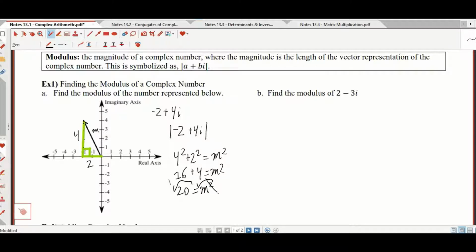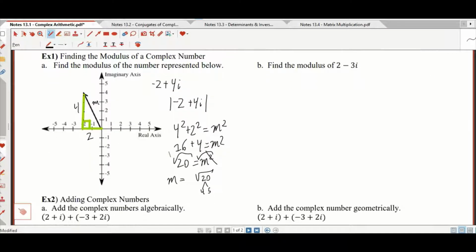Take the square root. And so m is equal to positive or negative square root of 20. But of course, since this is a length, we don't care about the negative result. I can reduce that because that's 4 times 5, which is 2 times 2. There's your pair. Pull them out. So the modulus here is equal to 2 square roots of 5.